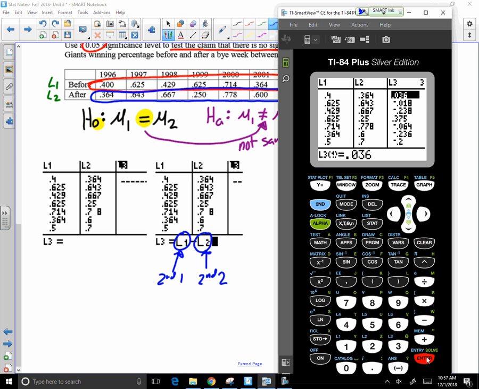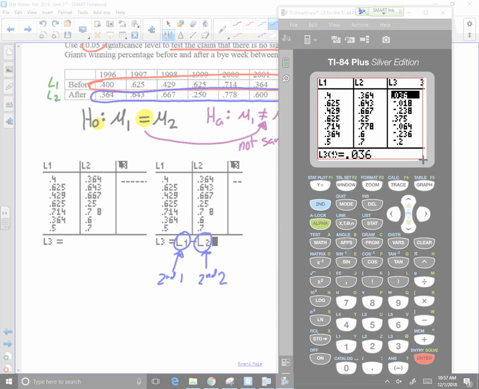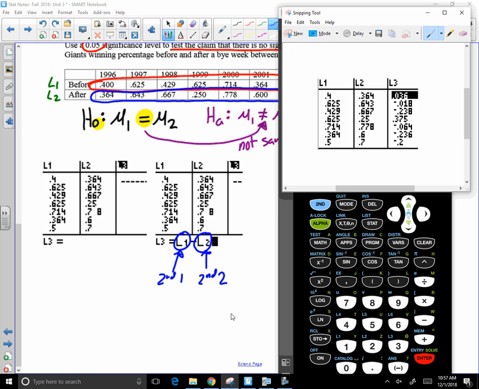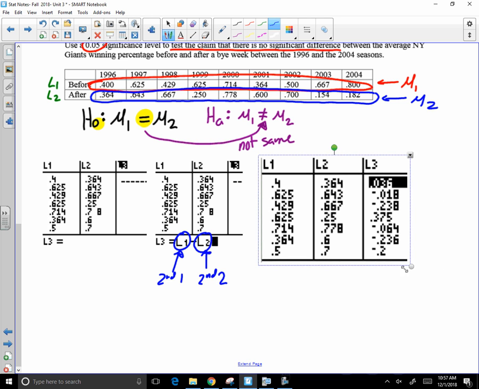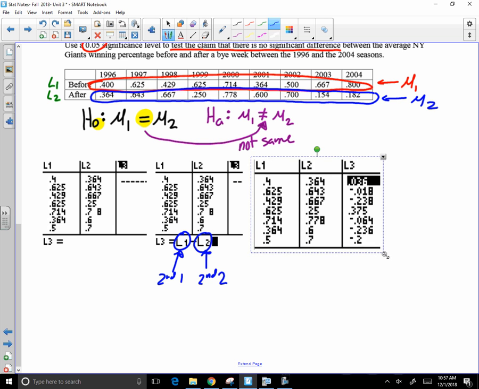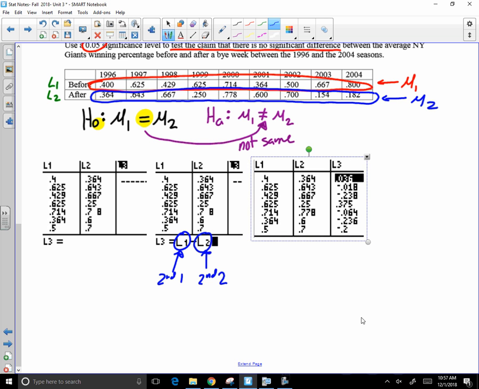All right, so now I can ignore everything in L1 and L2 and only focus on L3. So when I go into my stat test menu, I'm only referring to L3 because that's only referring to the differences between the two sets of data. And that's really all I need because I want to know that there's a significant difference between the two. Now, difference could take a variety of different forms. You could have a positive difference, you could have a negative difference, or you could have no difference.